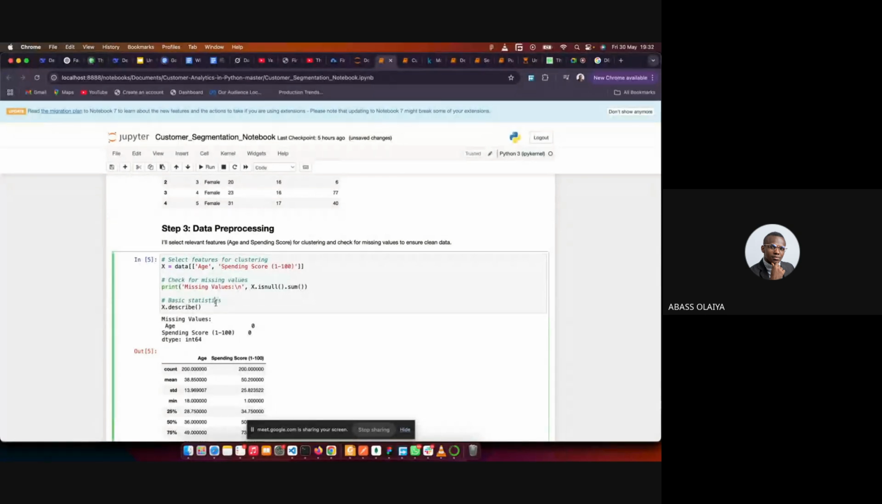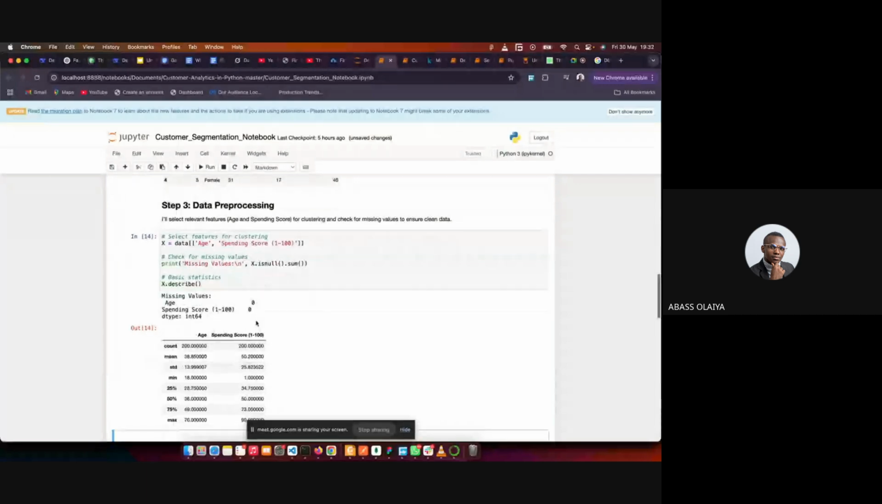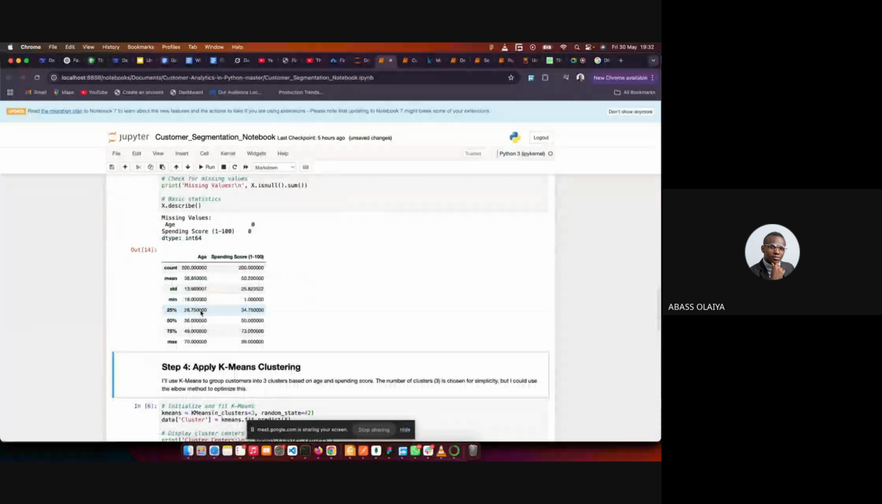But because it's not data from the wild, what I mean by data from the wild is data from day-to-day things. It's just normal, meticulously gathered data, so it does not really have missing data points. Then I did my describe, which gives me the count, which is 200 data points.